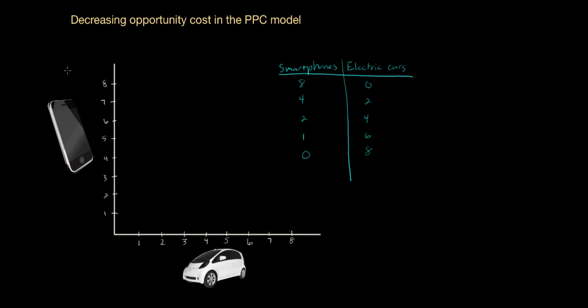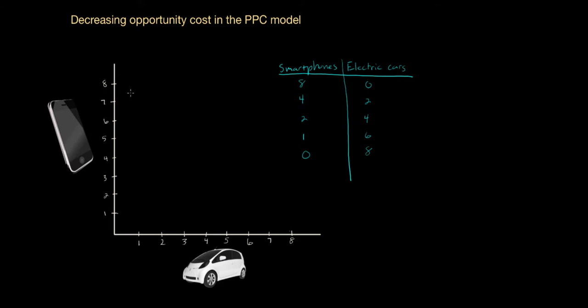In this video, we're going to talk about a different situation, one in which, as the output of a particular good increases, the opportunity cost in terms of how many units of the other good given up actually decreases. Now, there are certain types of goods that are going to demonstrate what we call decreasing opportunity cost. Technology goods tend to be an example of goods that have decreasing opportunity costs. In this example, we're going to be looking at smartphones and electric cars.